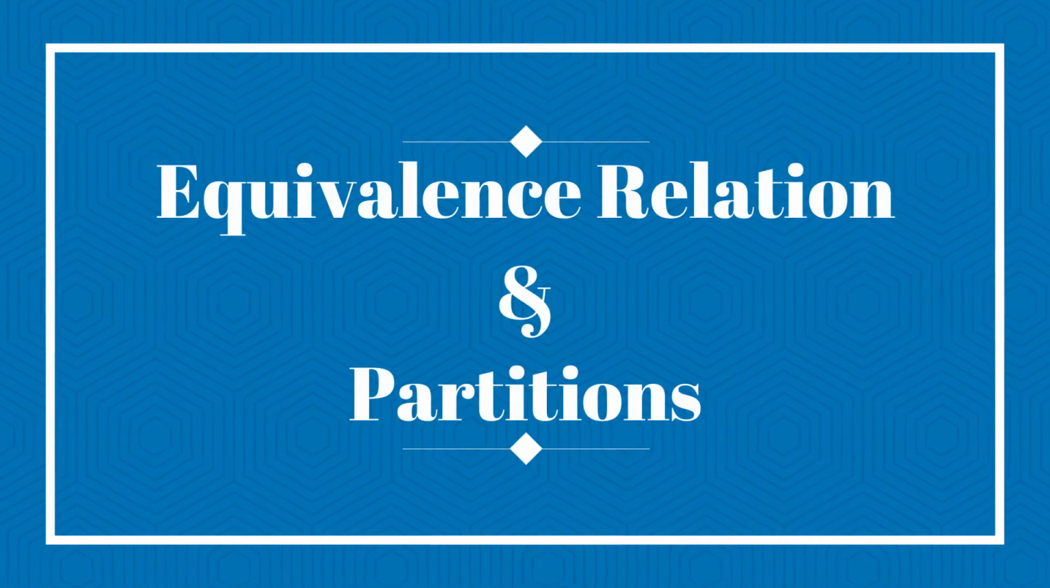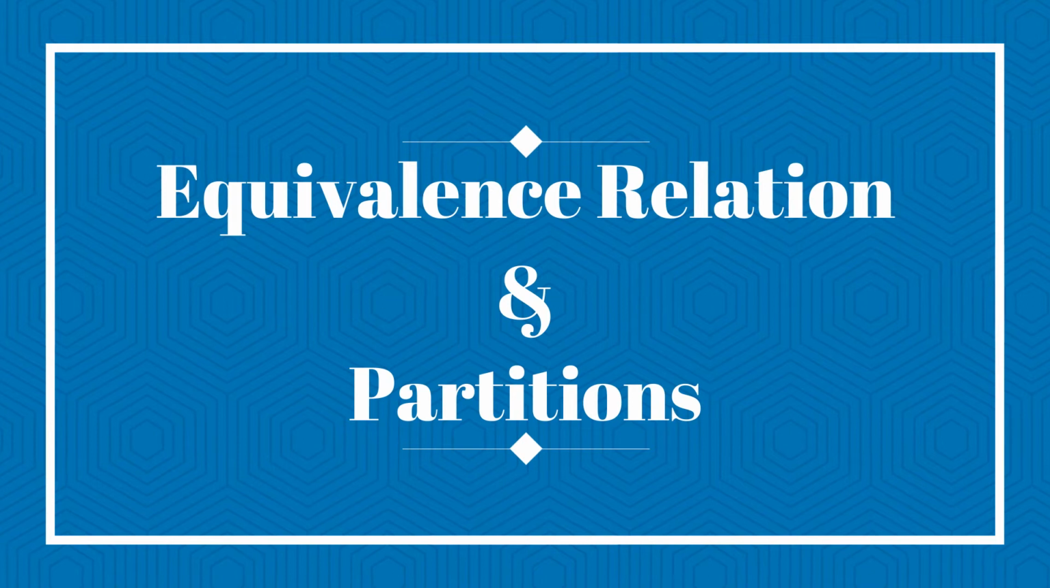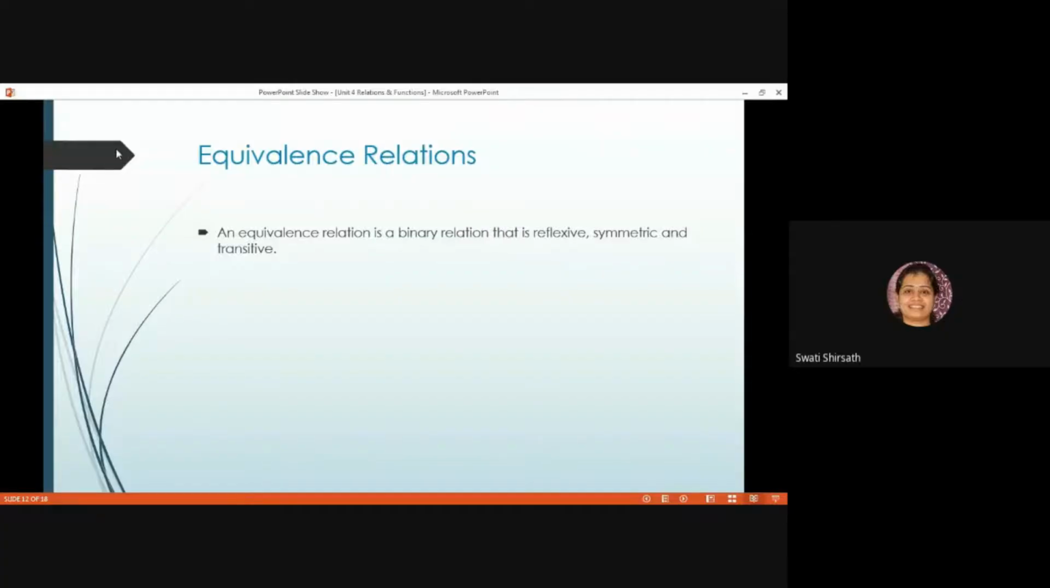So the equivalence relation is the one which satisfies all these three properties. It means a given relation is reflexive, symmetric, and transitive. All of this. Then we call such a relation an equivalence relation. Okay. So for a given relation, it should satisfy the reflexive property, then symmetric and transitive. All of them. Okay. So let's take one example.